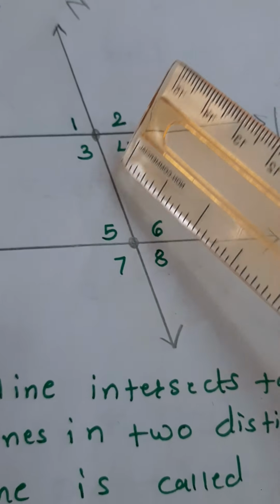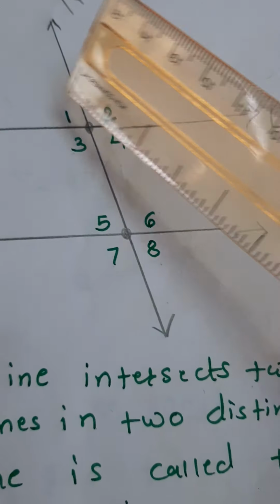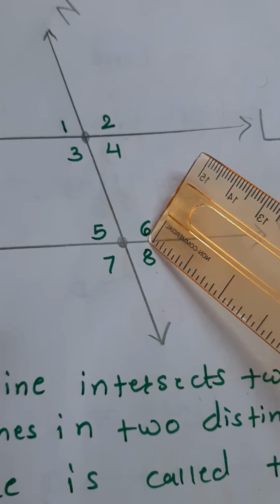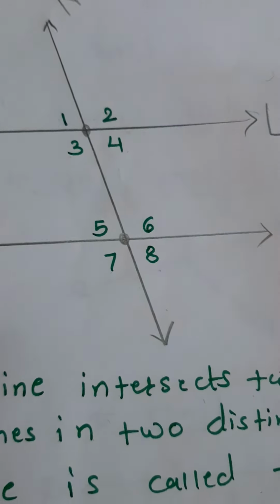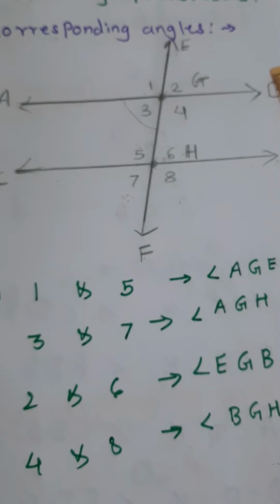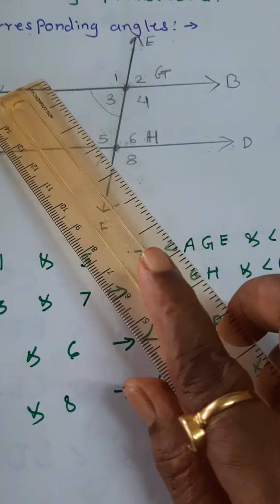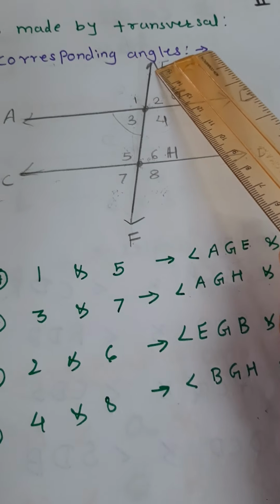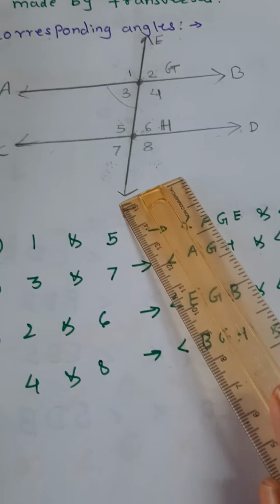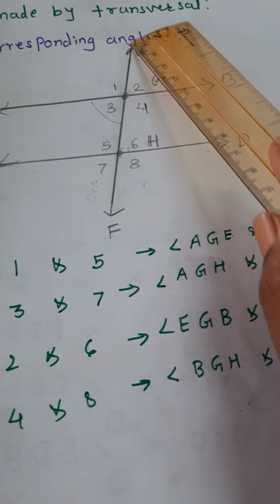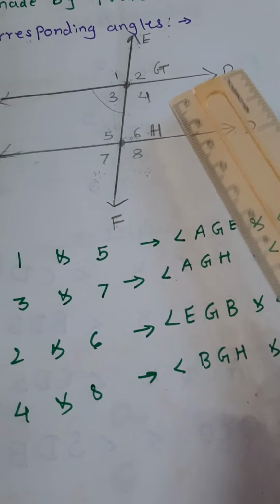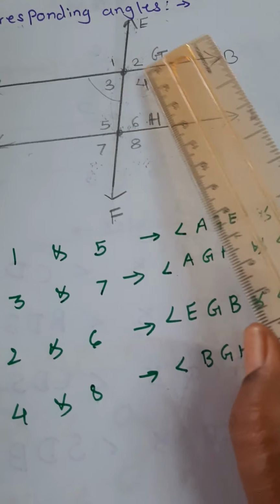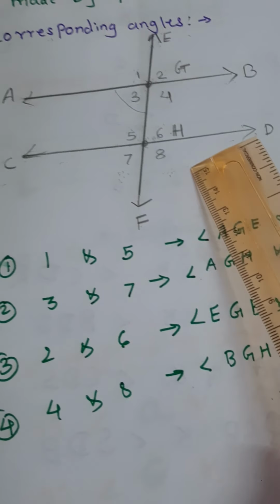Now there are types of these angles, a classification of these 8 angles which are made by the transversal. So let's see the first type, corresponding angles. Now see, here line AB and line CD are parallel lines, and the third line EF is their transversal. Because of this transversal, 8 angles are formed. See here, 1, 2, 3, 4, 5, 6, 7, 8.